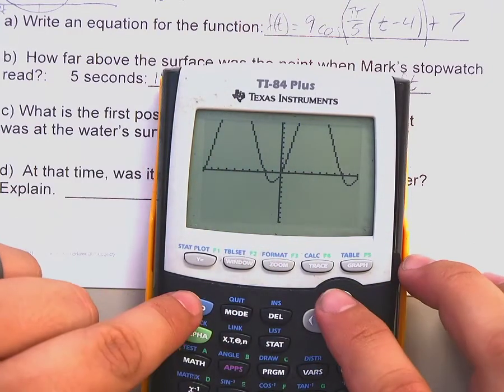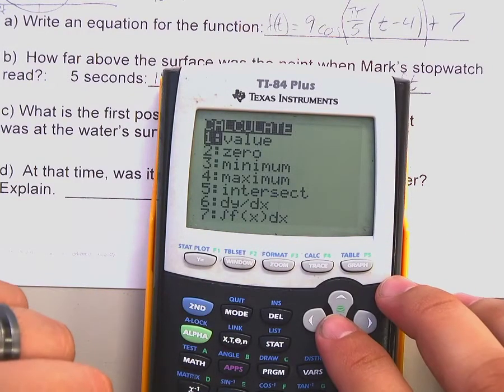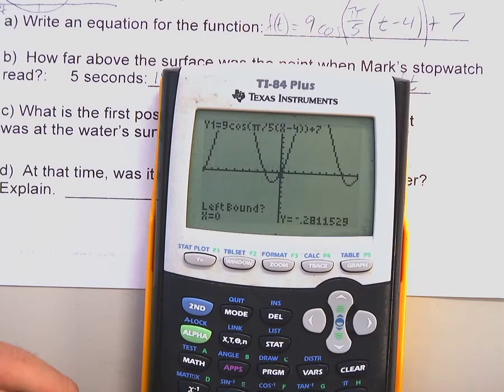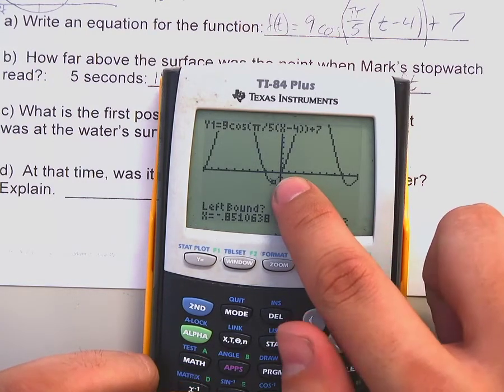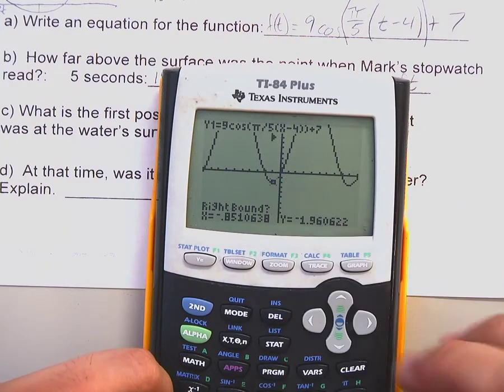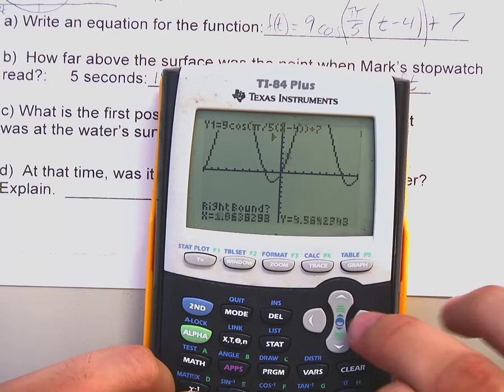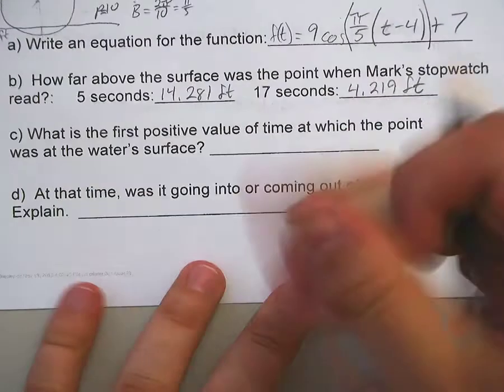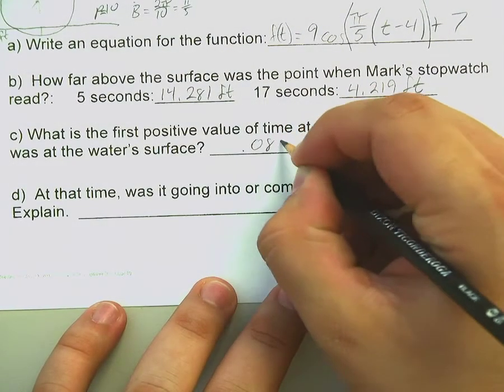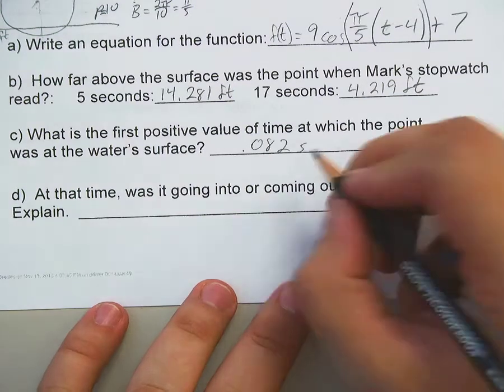So let's figure that out. It's going to be a 0, so second trace. Just watch with me on this one. 2 for 0. I'm going to go left of the 0. This is the place I want to find. Left of the 0. Hit enter. Go right of the 0. Hit enter and enter. 0.082 if we round up. So 0.082 seconds.